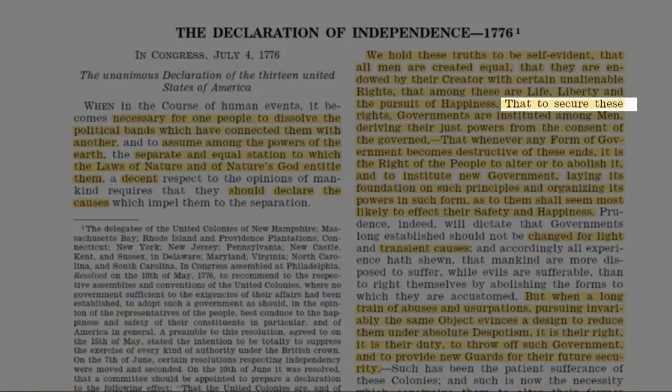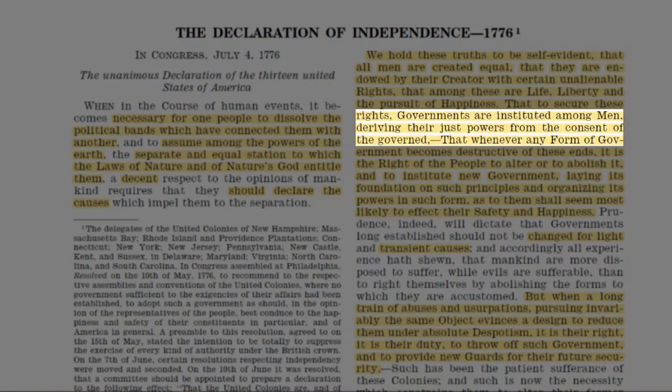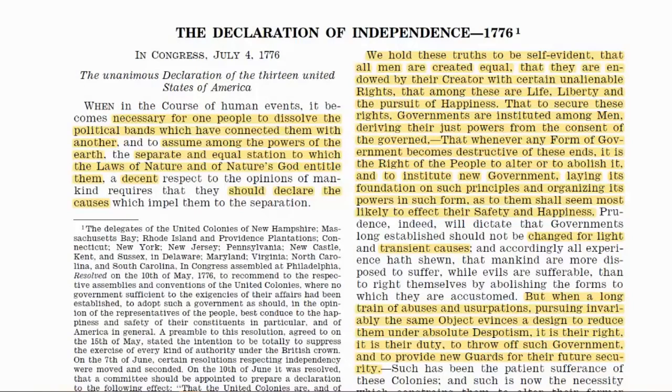That to secure these rights, governments are instituted among men. That's what governments are for. Governments are to secure the right to life, the right to liberty, and the right to pursue happiness. So that's what governments are there for. They're there to secure. So think about guarding.